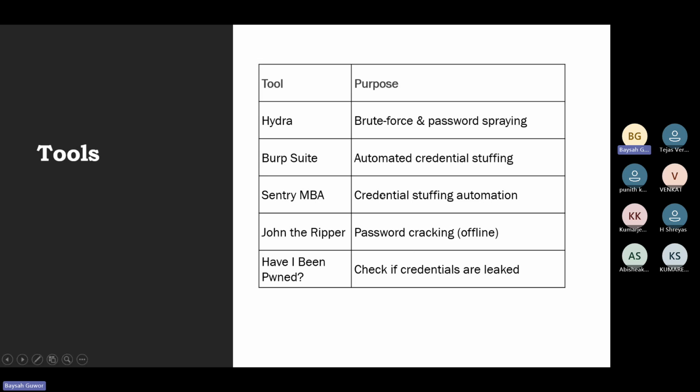And we can also use John the Ripper. It's another popular tool we can use for password cracking. We can also use a brute force attack using John the Ripper. And just as we said, we can also use online tools for such purposes, like Have I Been Pwned and other websites.